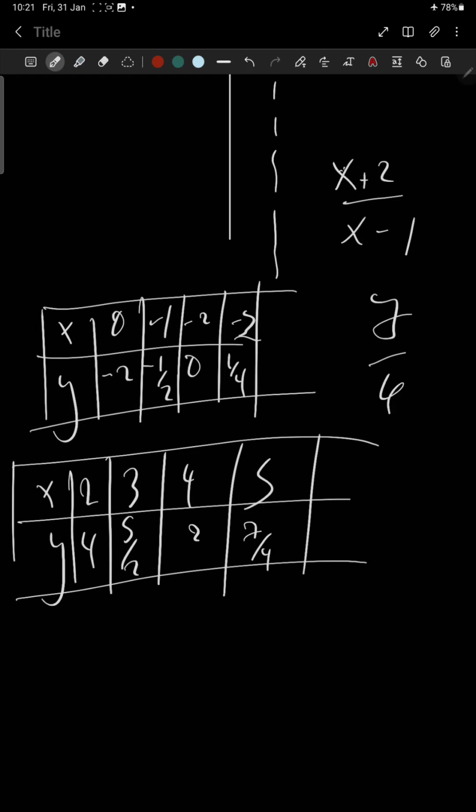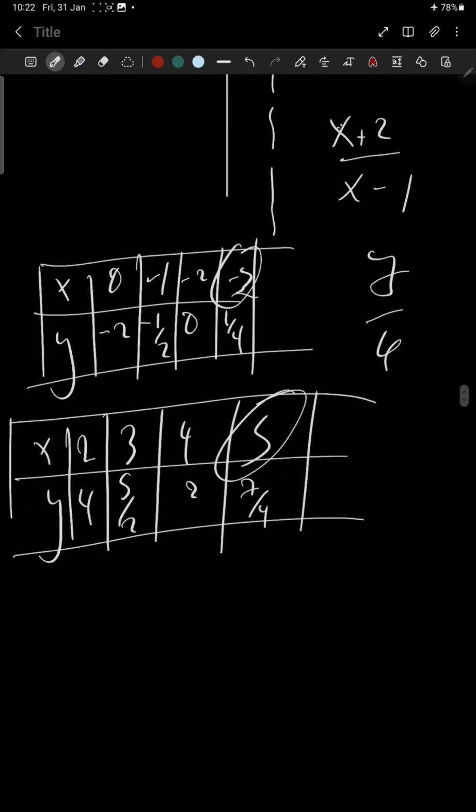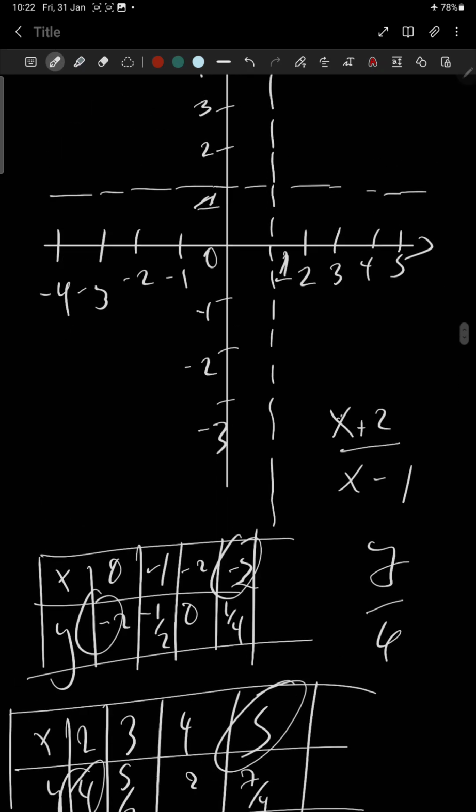7 over 4. Now which one is the highest value of x? It is 5. The lowest is -3. So this will be 1, 2, 3, 4, and 5, and -1, -2, -3, and -4. Which one is the highest value of y? The highest is 4. The lowest is -2. So 1, 2, 3, 4, and 5, of course, and -1, -2, and -3. So let's sketch the first one.